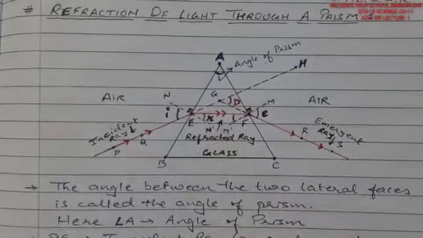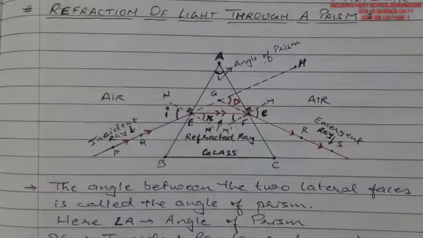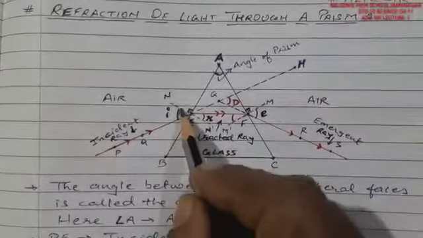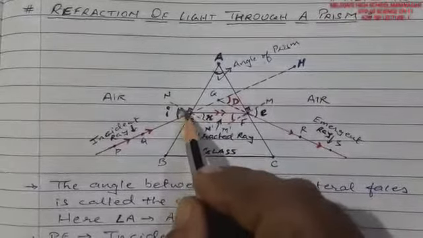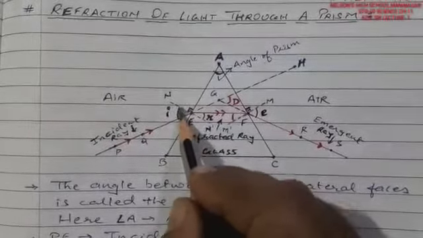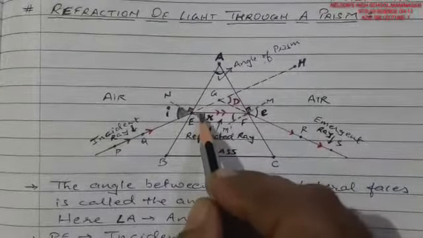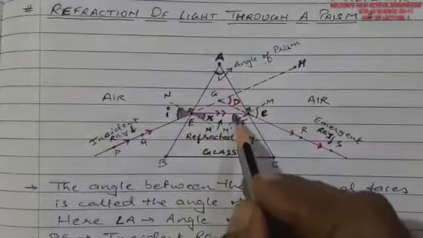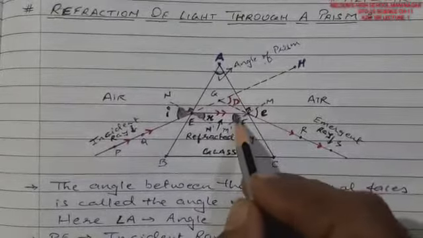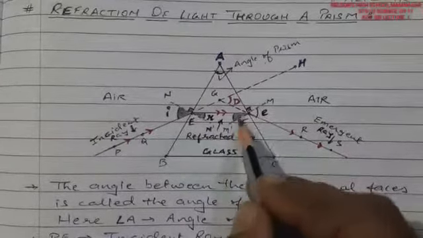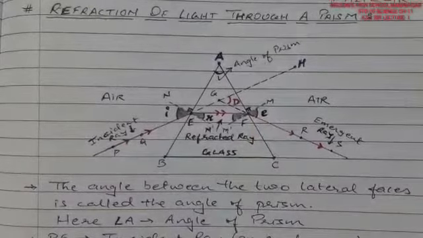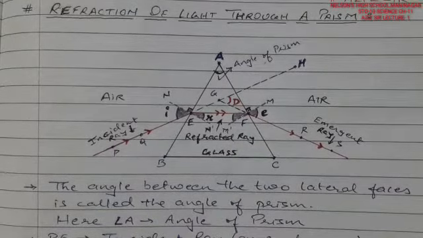So these are the two angles. One angle is here and another angle is here. I will darken these two angles. So this is one angle that you are able to see here. This is an angle of incidence and this is an angle of refraction. This is also an angle of refraction, and this is an angle of emergence, right? So this is an angle of emergence which is E.